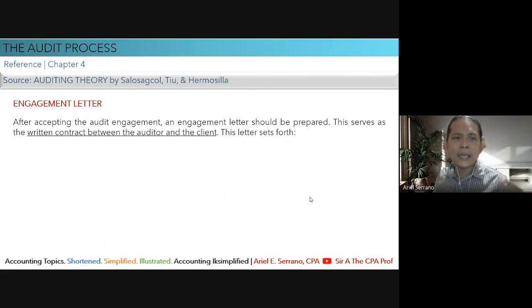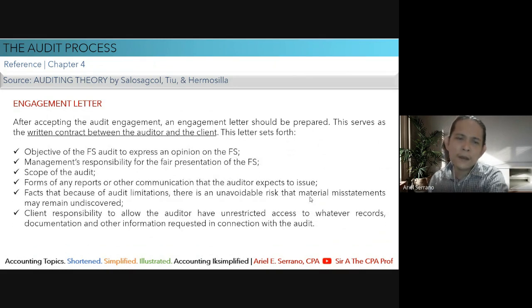Pag sinabi natin na engagement letter, ito yung kontrata natin between us being the auditors and the client. Okay? Engagement letter is the service contract, the service agreement between the auditors and the client. And it sets forth the following. Ano ba yung objective ng audit of the financial statements? Which is, of course, to express an opinion on the fairness of the financial statements, no? Pangalawa, management responsibility for the fair presentation of the FS. So, dapat nandiyan siya.